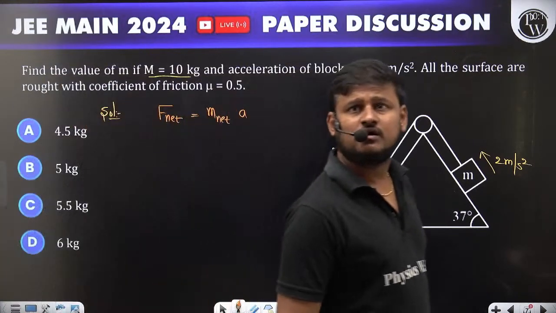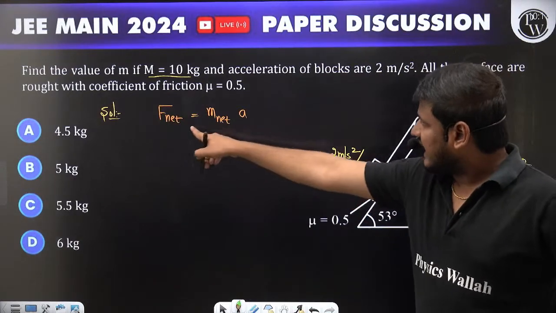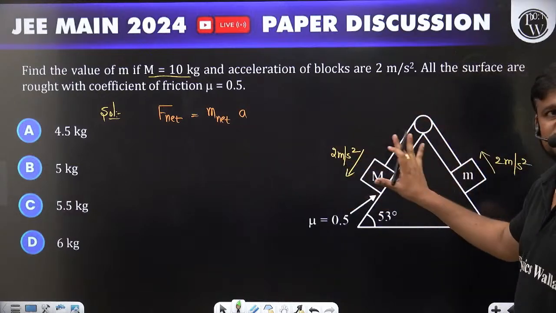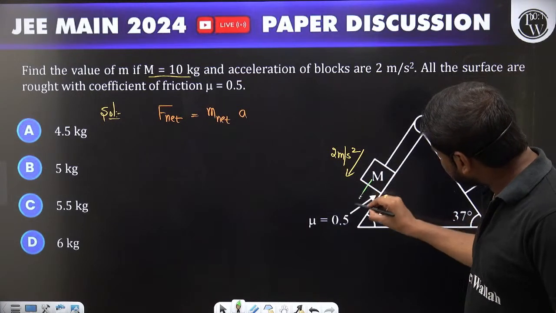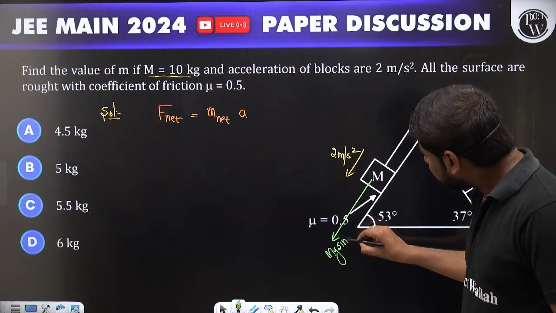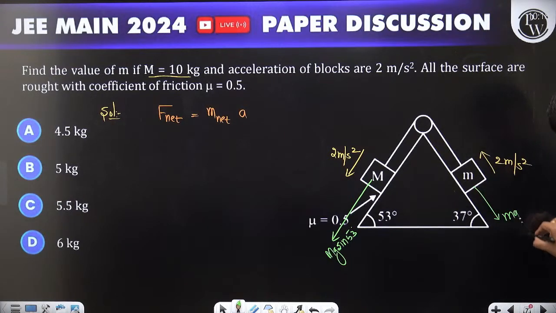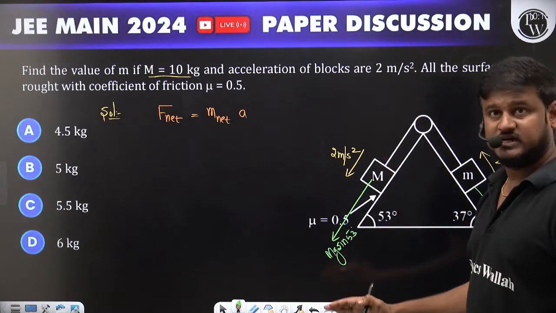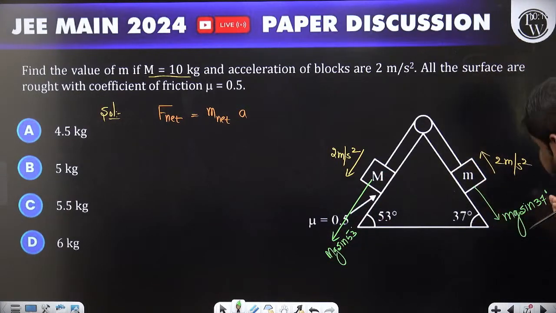Okay. So here I can write the whole forces which are acting on these objects in this form. What are the net forces that are acting? You know that on this side it is Mg sin 53, and this side mg sin 37. This is capital M and this is small m. You know that on the inclined plane its weight acts, the sine component of the weight will come, and here on this side mg sin 37.